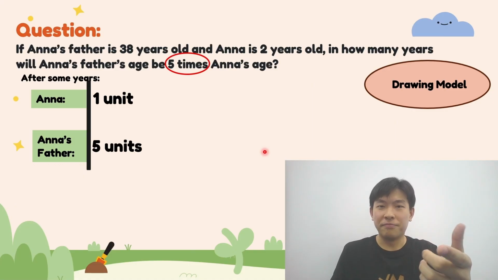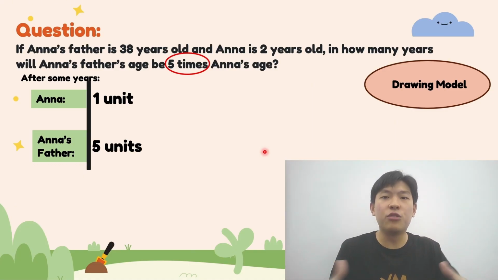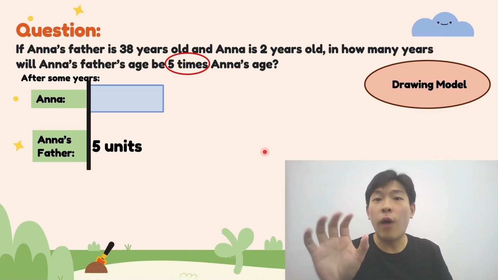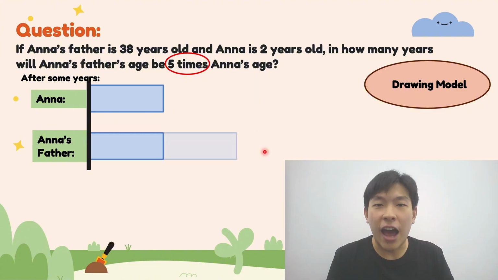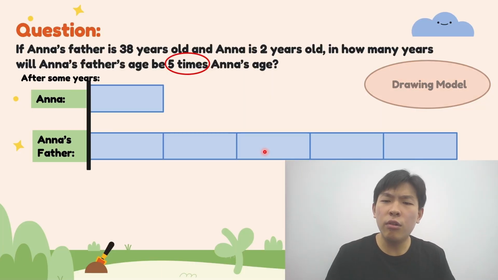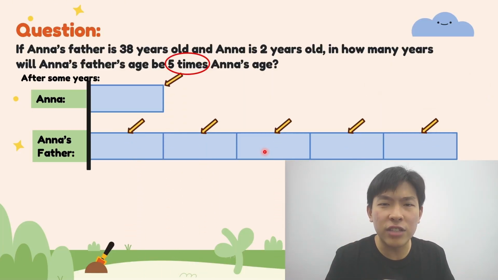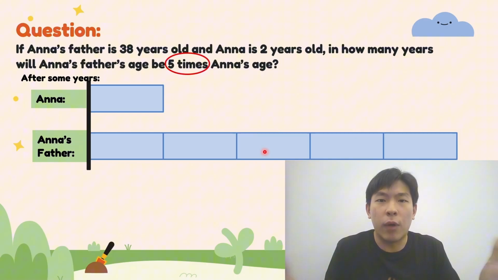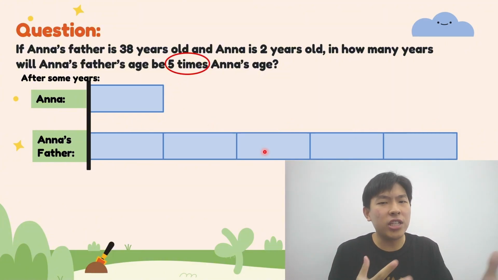Next, what should we do? Yes, we convert unit into rectangles. So we draw 1 rectangle here and 5 rectangles for Anna's father. Now, do we know the values of these 6 rectangles? You're right, that's what we want to find. So is there any other information that we can get here?